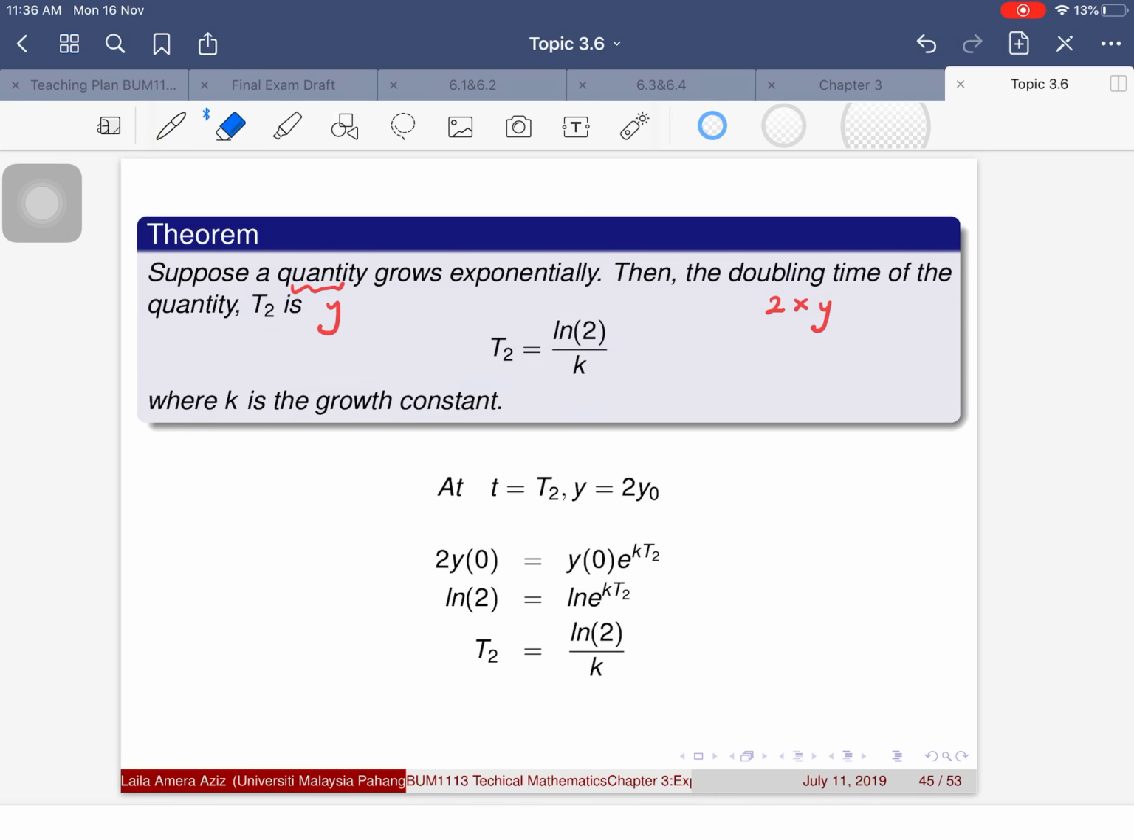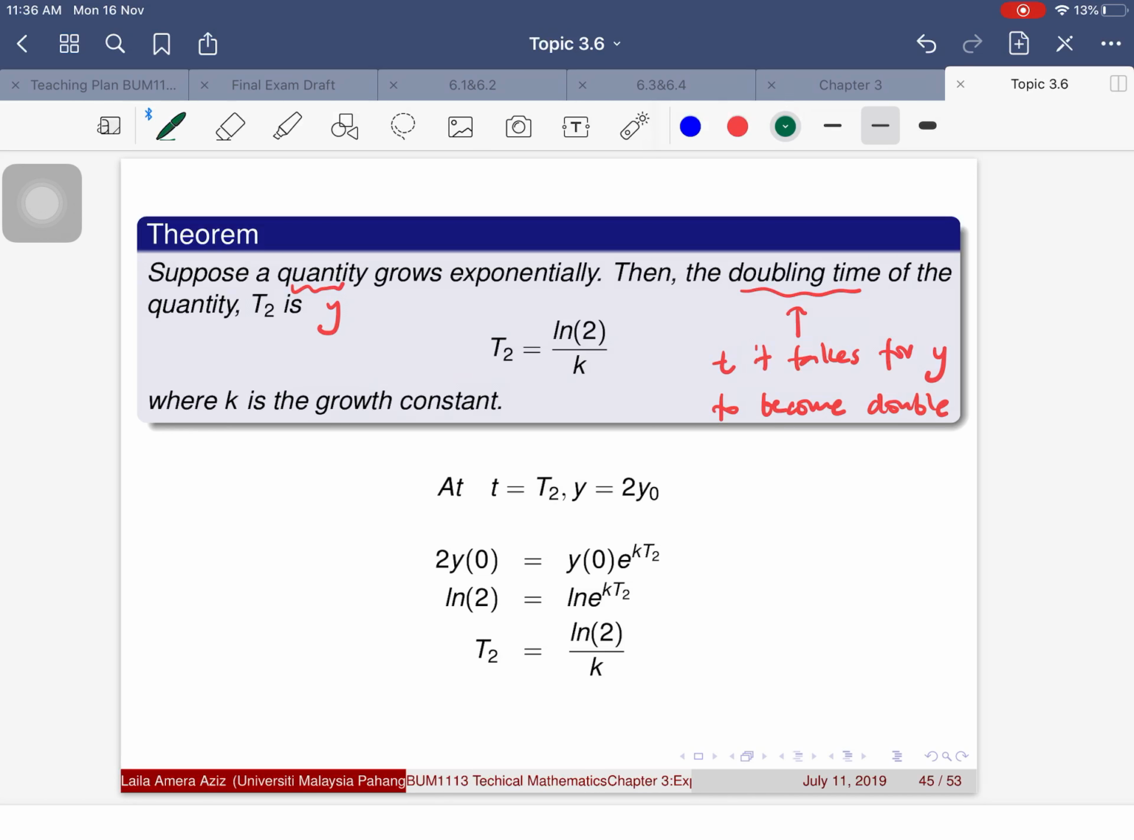Let's say the doubling time. How do I explain this to you? There's going to be the time. So doubling time. What is doubling time? Doubling time is the time it takes for the amount y to become double.